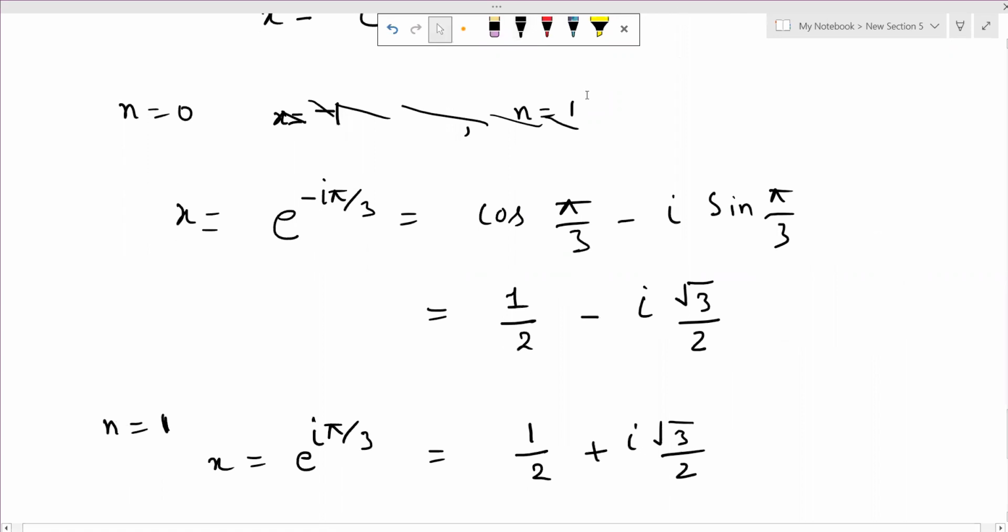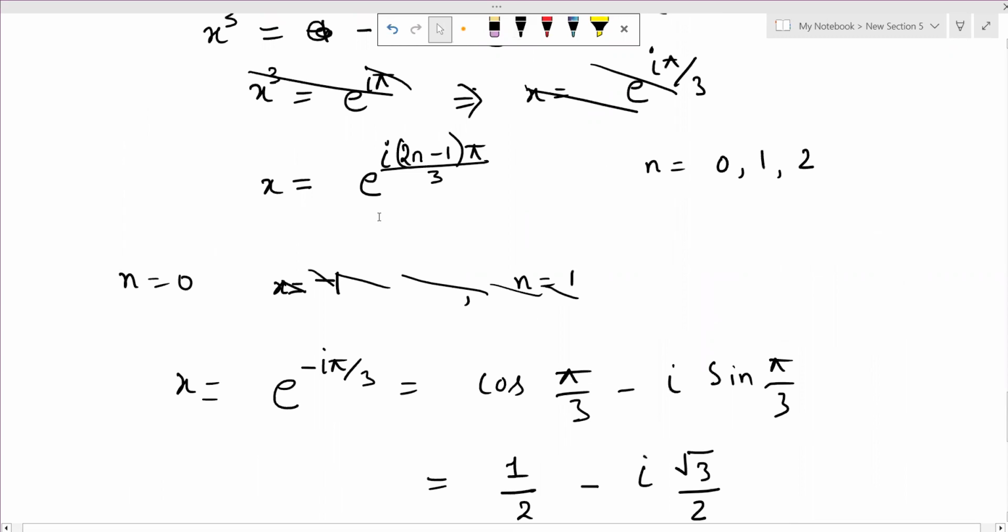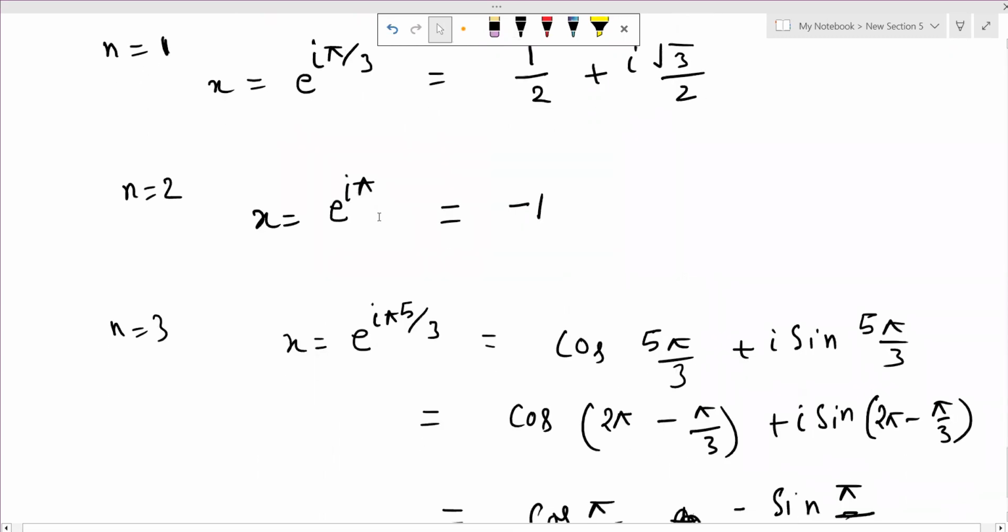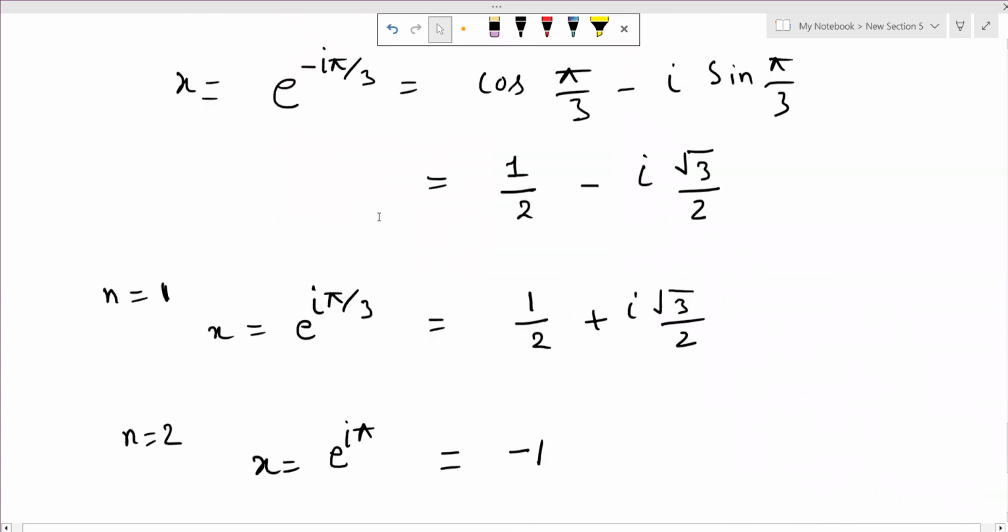So the repetition starts again, look. That is why I am saying you need only n equal to 0, 1, 2. Now the values start repeating from here. So these are the three roots of this polynomial.